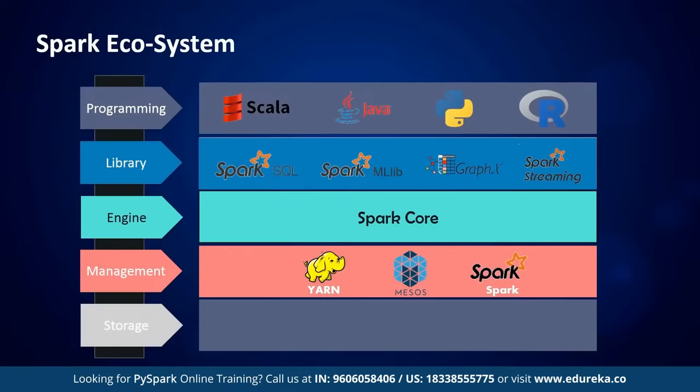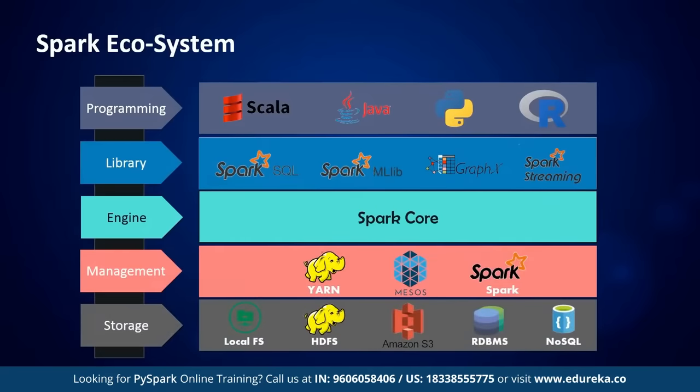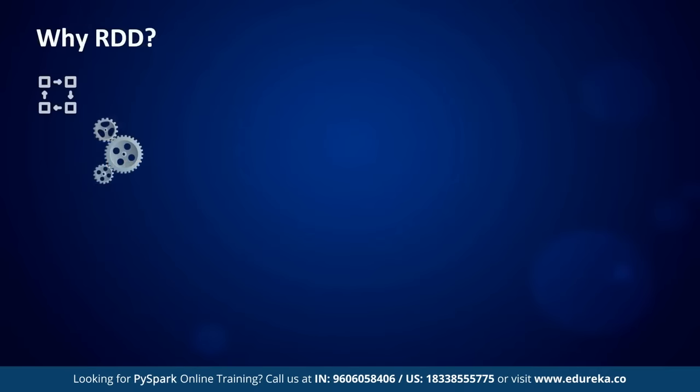Then, R is very famous for data analysis and machine learning. So, Spark has also added support for R, and it also supports Java. So, you can go ahead and write the code in Java and execute it over Spark. Next, the data can be stored in HDFS, local file system, Amazon S3 cloud, and it also supports SQL and NoSQL databases as well. So, this is all about the various components of the Spark ecosystem. Now, let's see what's next.